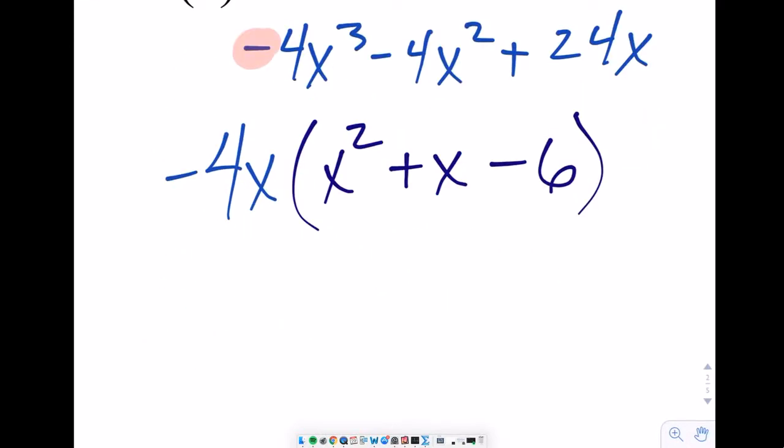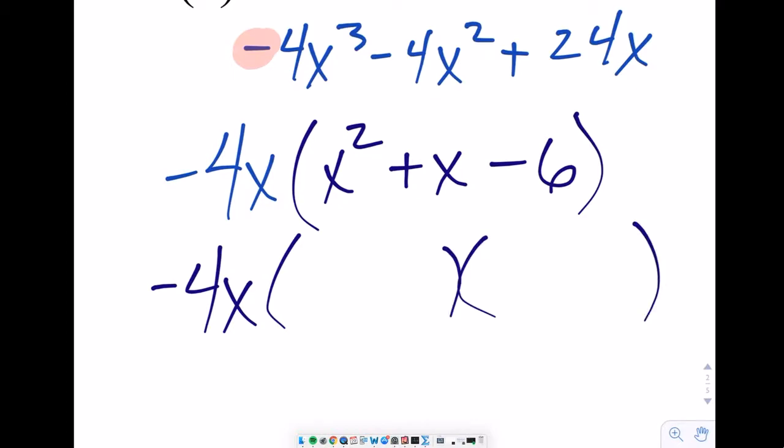Now, of course, we're not done, right? We have a quadratic, so maybe it's prime, but maybe it also factors into linear factors. If it does, it's going to be an x and an x because we have a 1x squared. So are there factors of negative 6 that add up to positive 1? Positive 3 and negative 2. So there it is, completely factored.